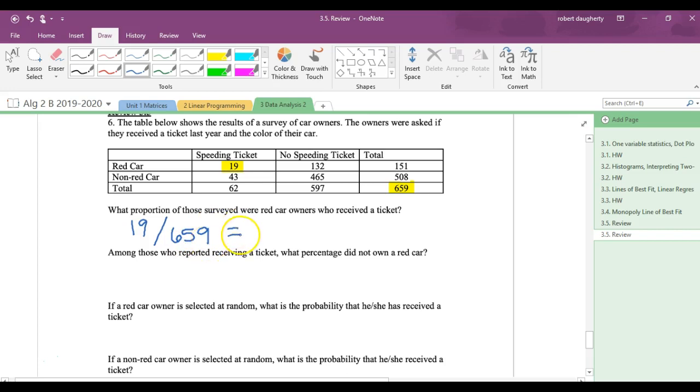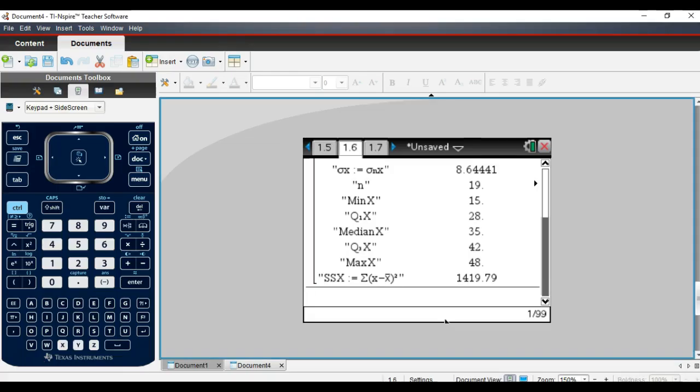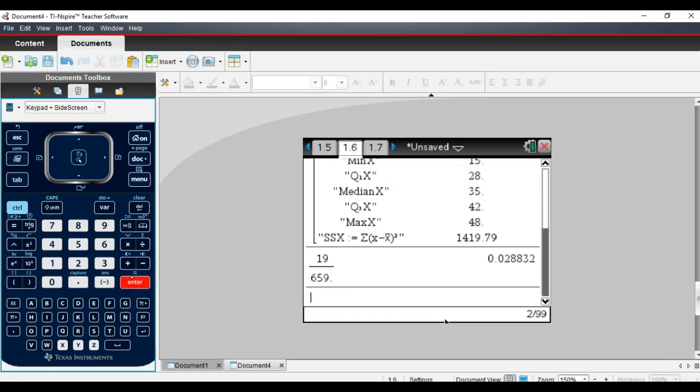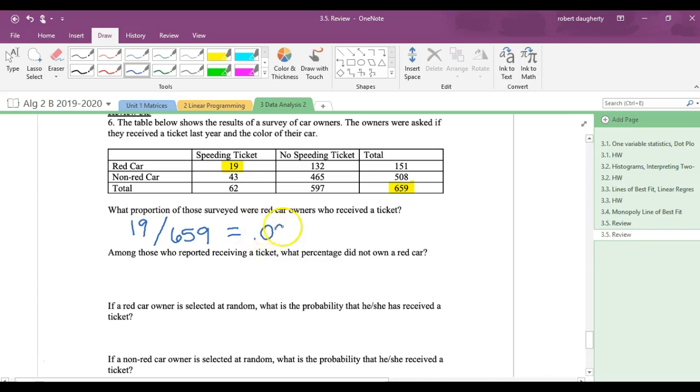So that proportion would be 19 divided by 659. Or if you wanted to put that in your calculator, that's 19 divided by 659, and 0.028832. So that's the proportion of owners who received a ticket.